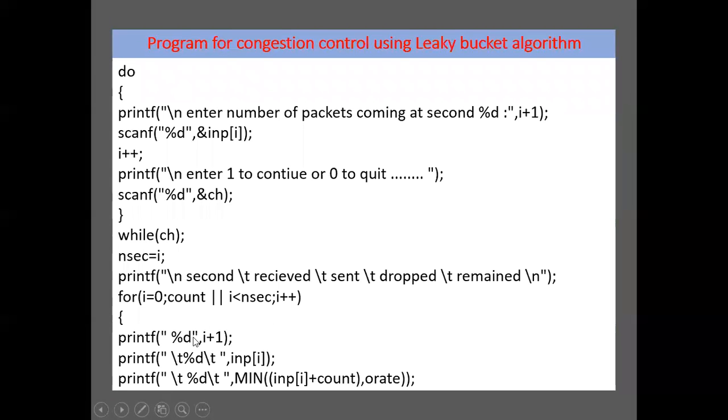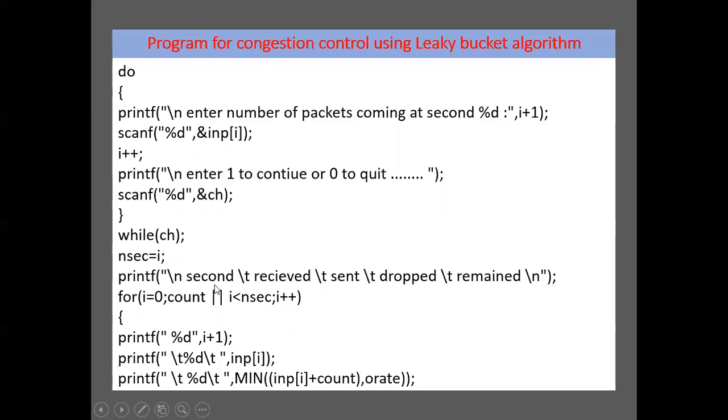Here, first we printed the second. Next, we printed the received input. Next, based on the minimum value, we are printing the sent statement. Next, we need to find out the dropped as well as the remained. If the remained value is less than the bucket size, then we'll get drop equal to 0. Then in the remained, whatever is left after the received packet and the sent packet, we need to print that.